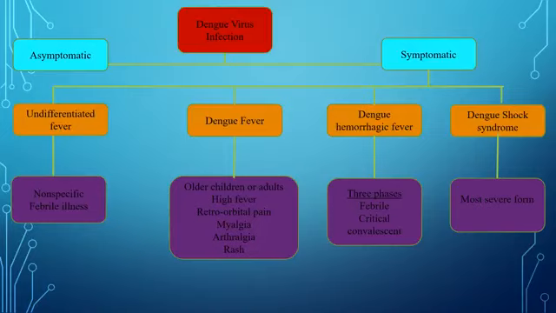While the dengue fever mostly affects older children or adults. It causes high fever, retro-orbital pain, myalgia, arthralgia, rashes, etc. While the dengue hemorrhagic fever mainly consists of three phases: febrile, critical, and convalescent. While the dengue shock syndrome is the most severe form of dengue, which mostly causes death of the patients also.